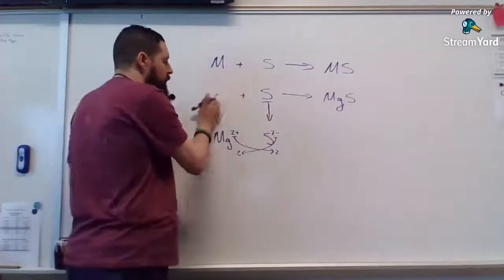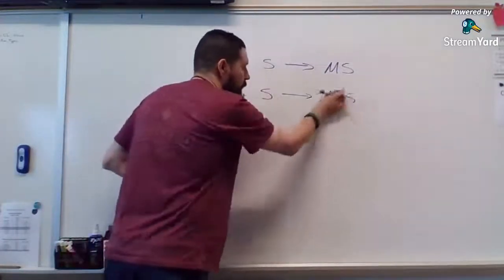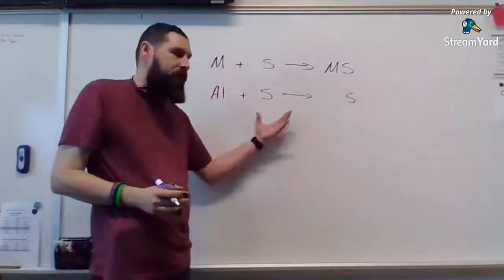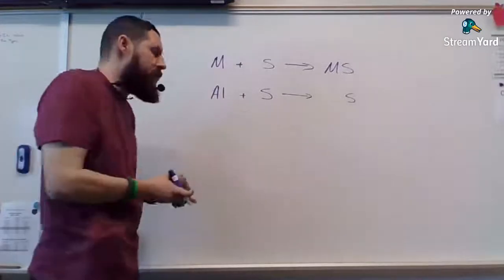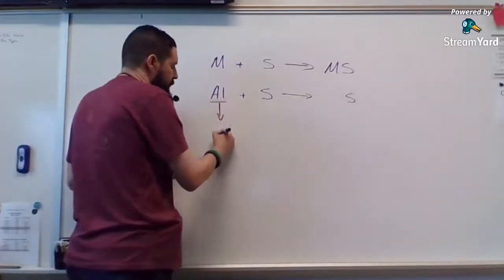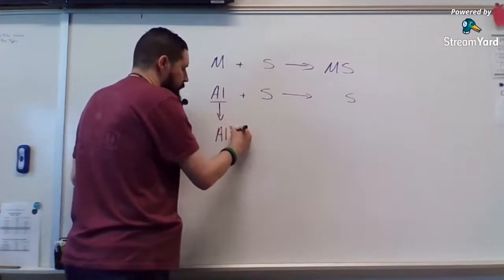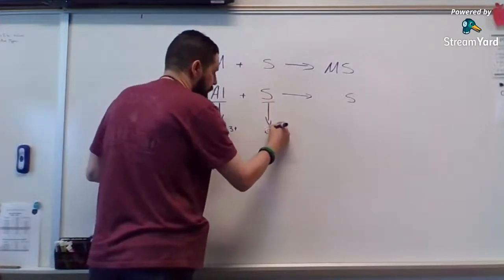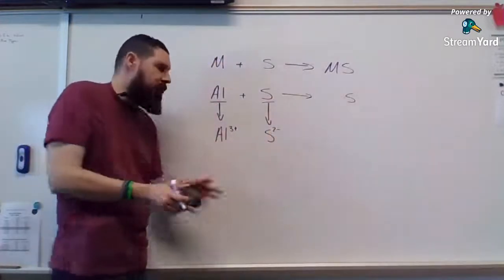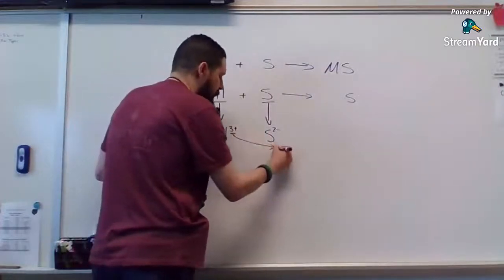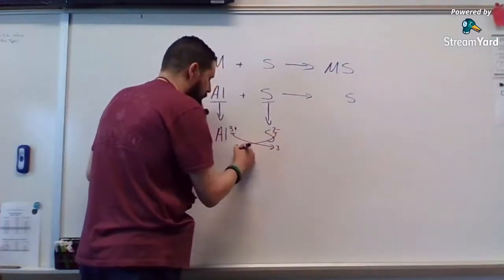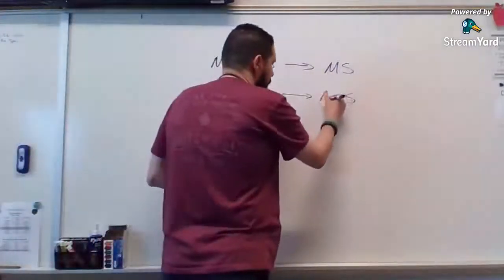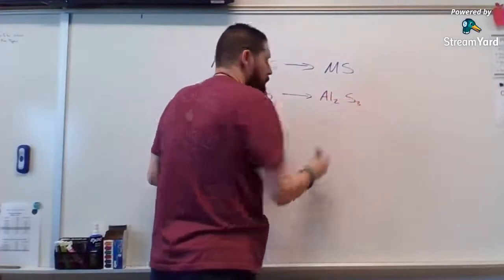Last example on the sulfurs. If I were to take that aluminum and react it with sulfur rather than with oxygen, exact same process that we've already done. I'm going to look up the charge of aluminum on the periodic table, which we've already established is a 3 positive. I would look up the charge of sulfur on the periodic table, which we've already established to be a 2 negative, and we're going to cross down those numerical values like we've been doing all along and get Al2S3 as my metal sulfide.